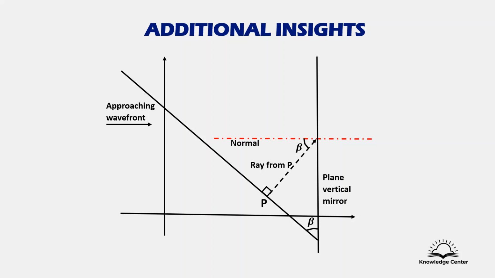And again, by the laws of reflection, the reflected ray must also make the same angle beta with the normal. And so again, if we use the same idea that this ray must be perpendicular to the surface from which it is generated, then we see that the reflected wavefront must be that way, so that the reflected ray is perpendicular to it.